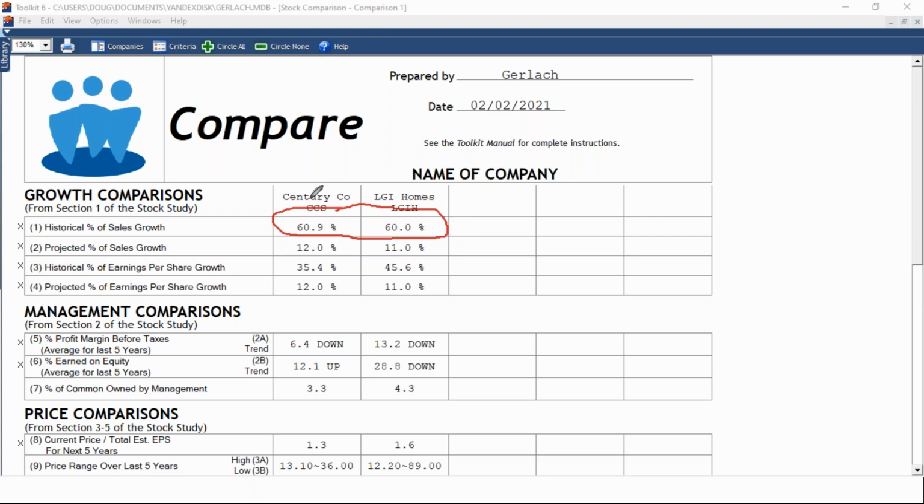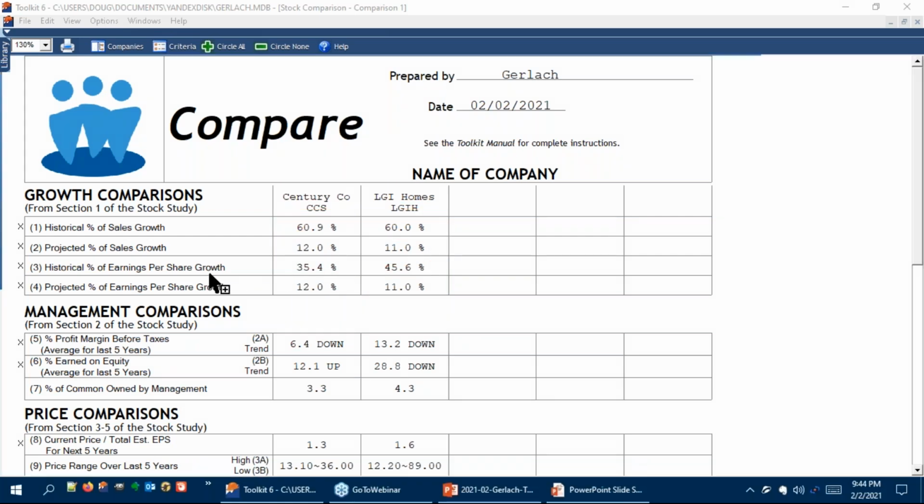To say that Century Communities is the winner, they're both winners in this particular case. So I would not say that either one of those is a winner. And the same thing with the projected growth rates. At 12% versus 11%, it's so small. Is that really going to make a difference and make one be a better candidate than the other? I think that's pretty comparable.